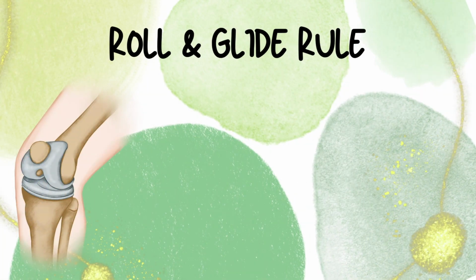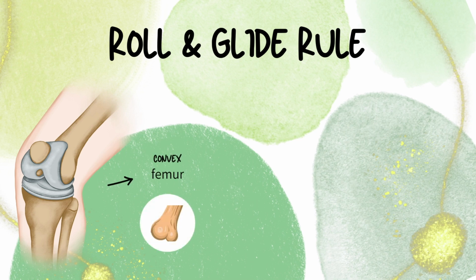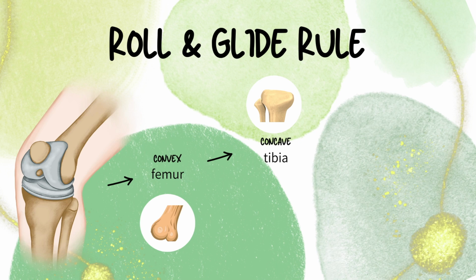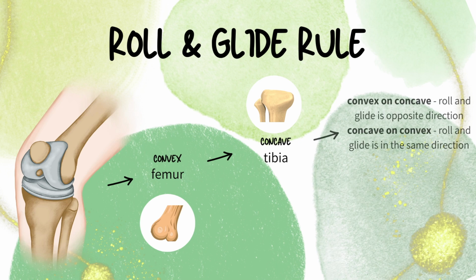Next, we're just going to highlight the roll and glide. So with the tibiofemoral joint, like I said, you have the femur, which is convex. You have the tibia, which is going to be concave. So if you know the convexity and concavity of the bones plus the rule, then you can figure out the arthrokinematics of the joint. So the rule is convex on concave, the roll and glide is in the opposite direction. If you have concave bone moving on the convex bone, the roll and glide is in the same direction.